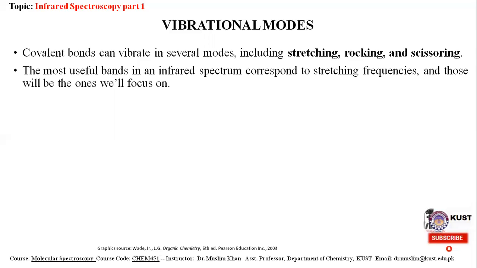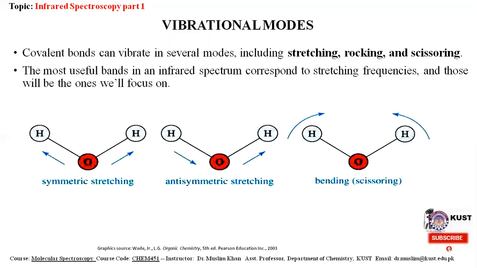For example, this is a stretching of these two atoms, like in H2O, where one hydrogen is attached to oxygen, and here the second hydrogen is attached to oxygen. When these stretch in two different and opposite directions, this is known as symmetric stretching. When one goes in this direction and the other in this, it is anti-symmetric stretching. And it can also go like this. This is known as scissoring or bending.